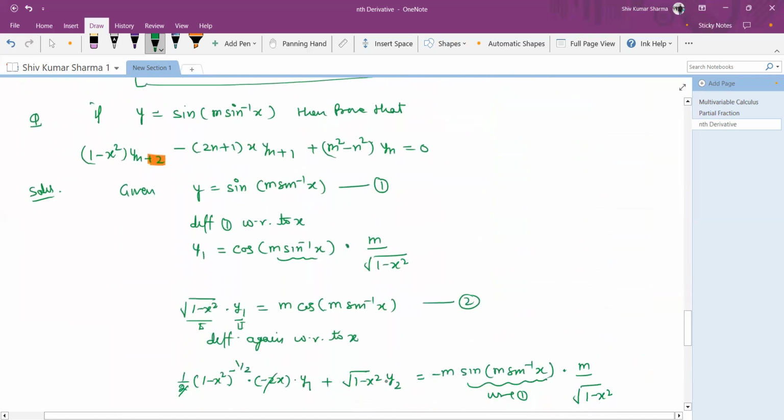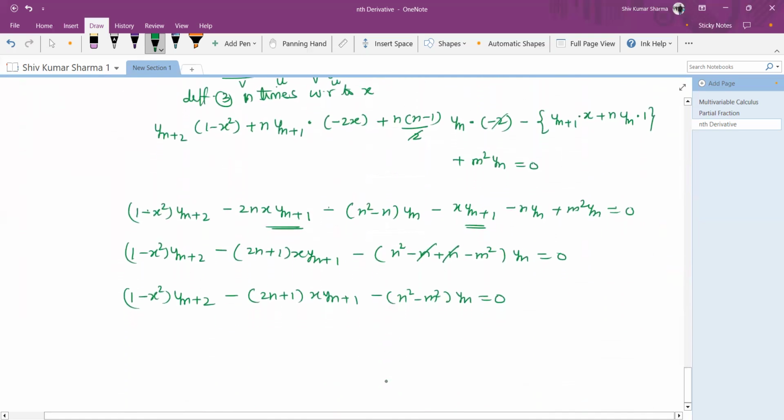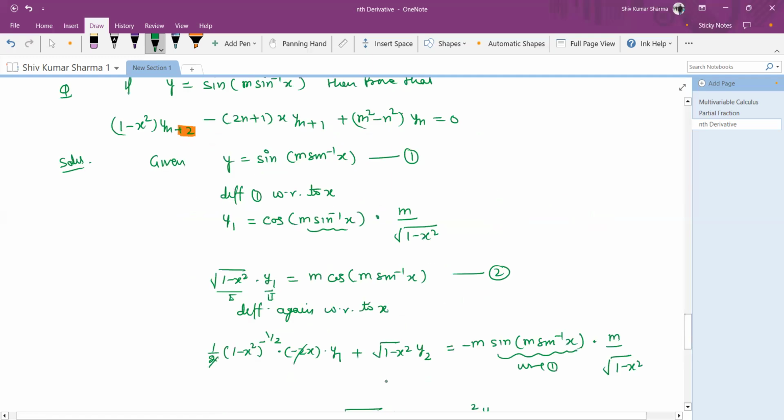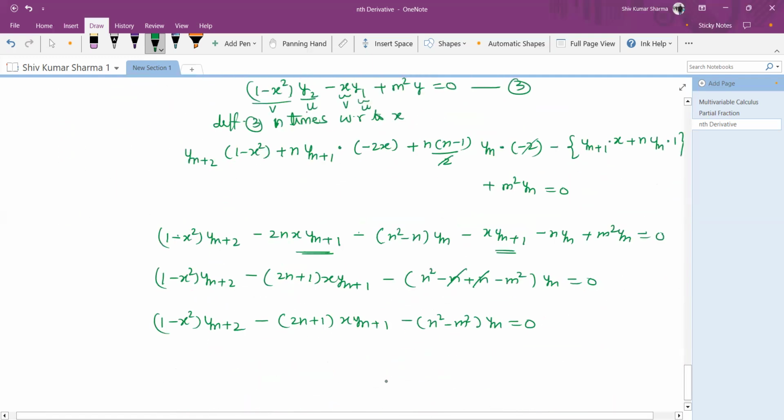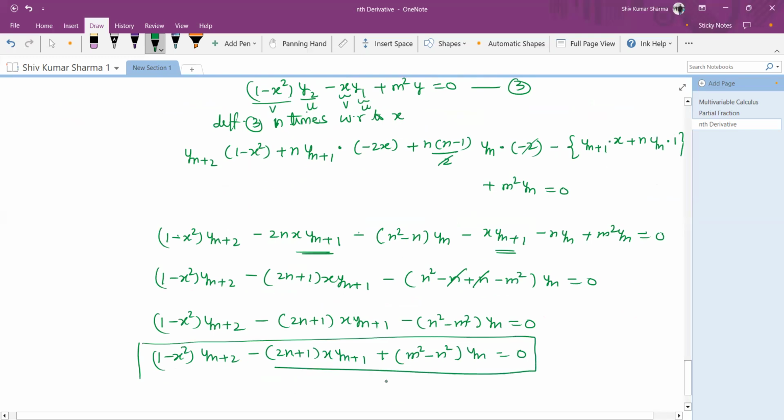We take this term and write it as y(n+2) minus (2n plus 1) x y(n+1). So when we take the plus sign here, we can write (m square minus n square) into yn is equal to 0. So this is our proof. Okay, so we move to the next question.